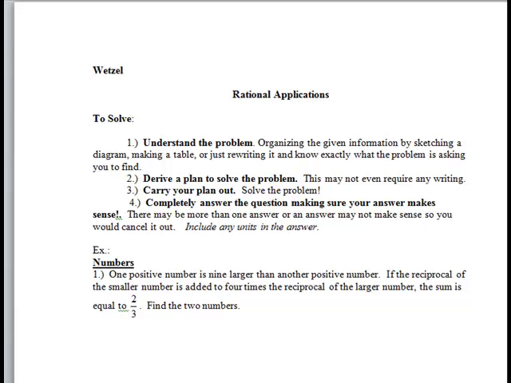Rational application problems. Application problems are important, or word problems if you will, because this is where math is actually used outside of math class.